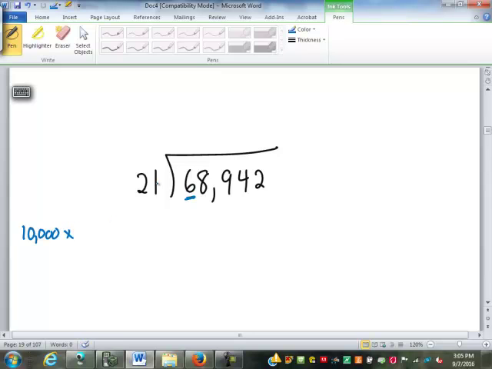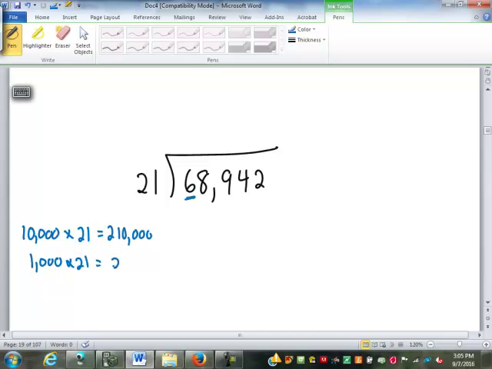So we take 10,000 times the number we're dividing by. 10,000 times 21. That's 210,000. Can I subtract 210,000 from 68,000? No, it's too big. So I move to my next place value, which is the thousands place.